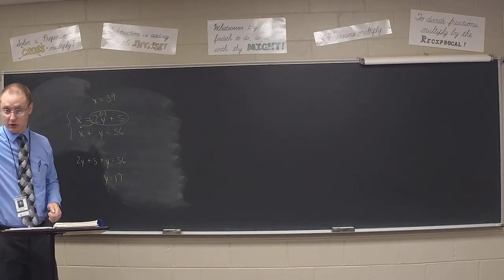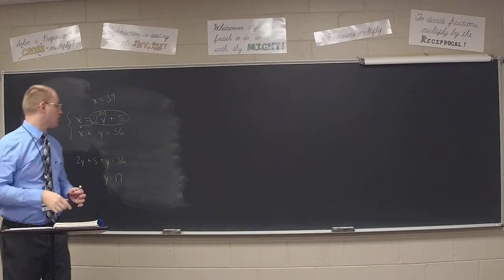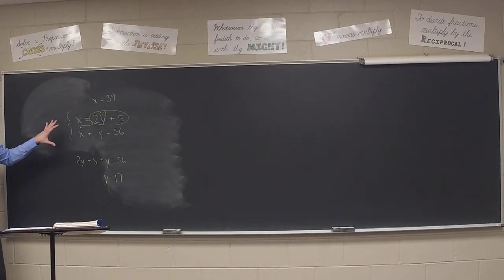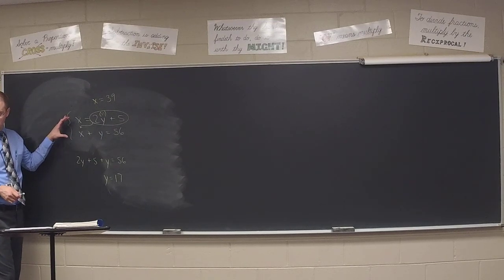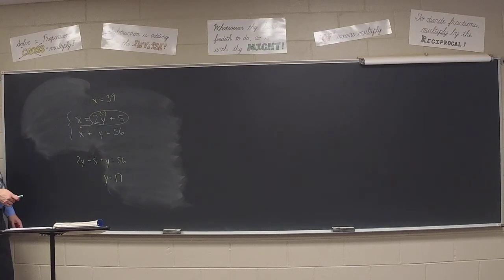How many had those for this problem? Brecken, did you get the system set up correctly? I got the right answers, but I said x was 17 and y was 39. Interesting. Did you set up your system this way, first of all? I did y equals 2x plus 5.